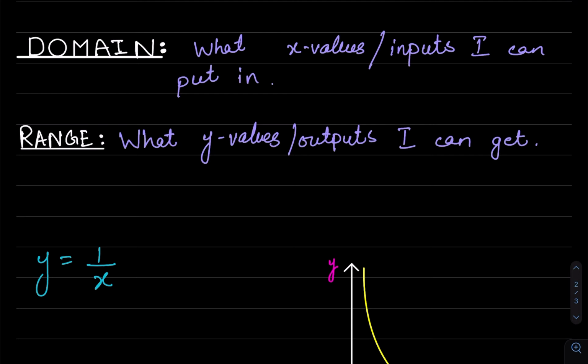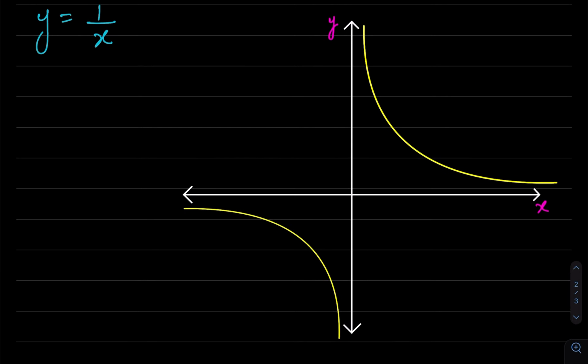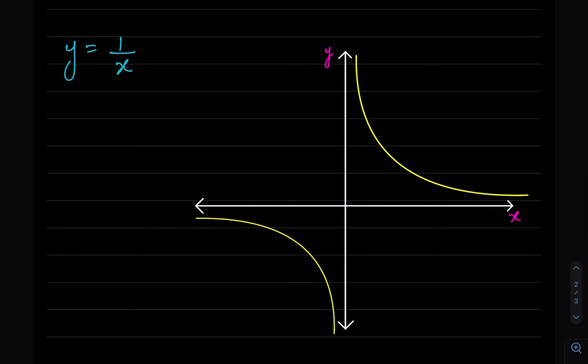Now let's do a few examples to see what's going on. Well, we have this function y equals 1 over x. Now you can quickly see right here there are some values of x I can put in that are great.